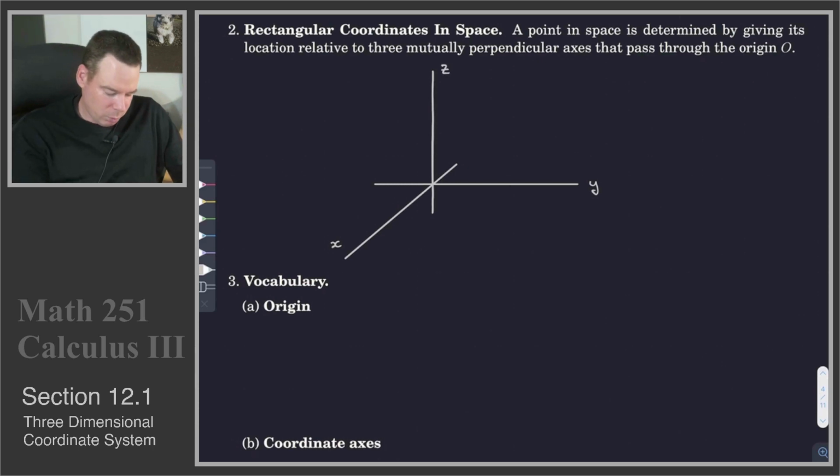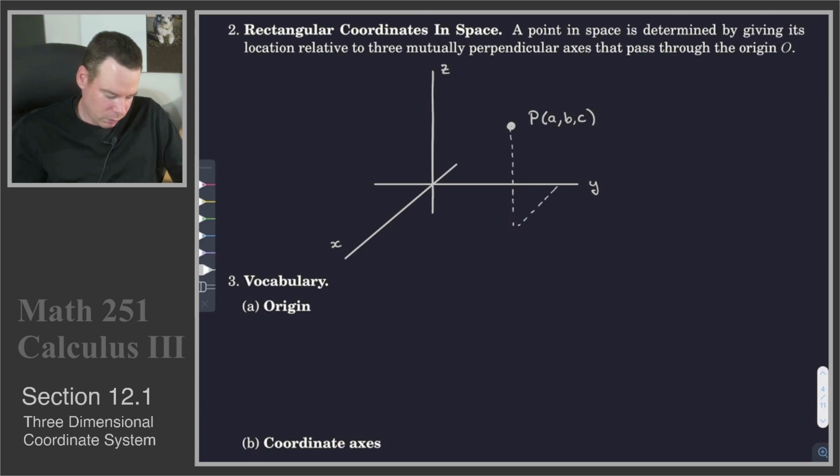And so then a given point in space, let's call that point P, is going to be described by three values. The values are going to be a value A, a value B, and a value C. What are these values? These are essentially the directed distances of this point P from the various coordinate planes. So for example, C, the last component, is the distance this point is from the xy plane.